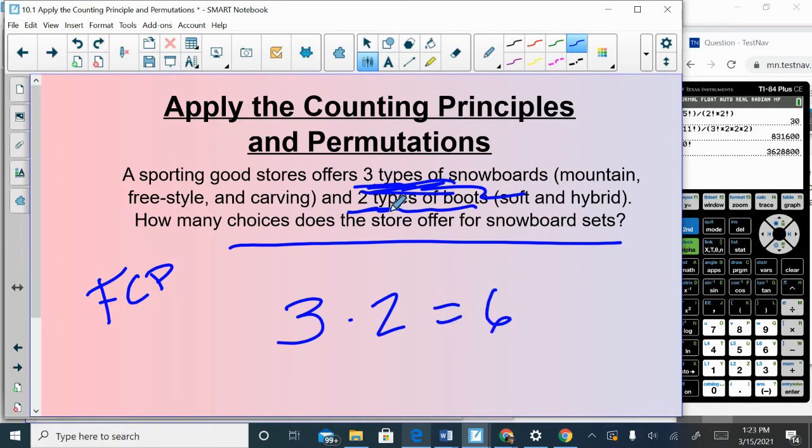One event can occur in 3 ways, one event can occur in 2 ways. Multiply them, you get 6. That's fundamental counting principle.